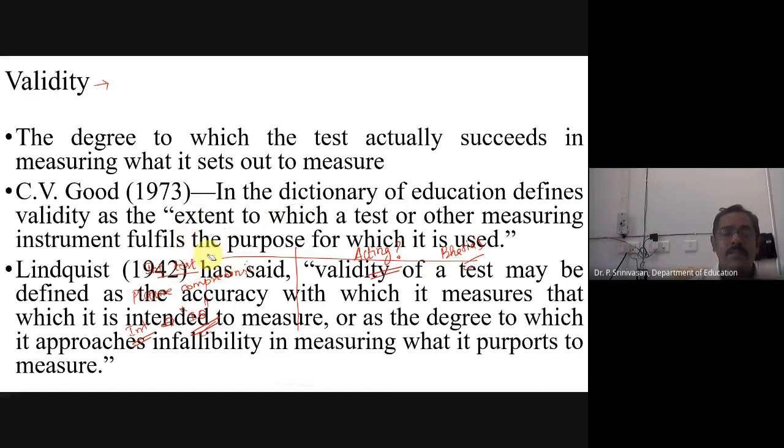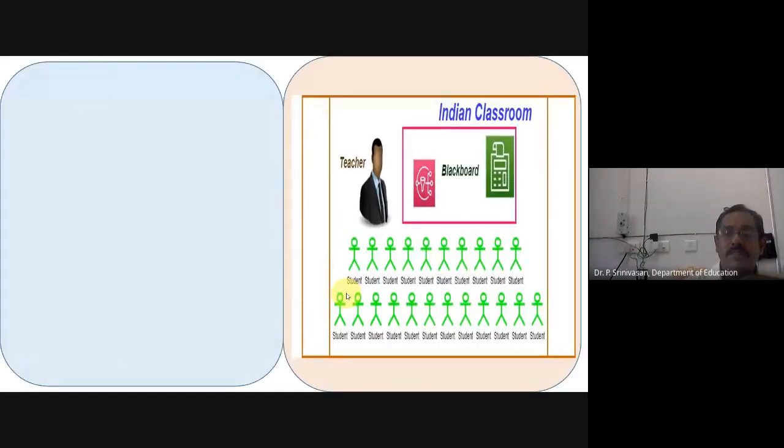So I will read it. Validity of a test may be defined as the accuracy with which it measures that which it is intended to measure, or the degree to which it approaches infallibility in measuring what it purports to measure. The same meaning. Again, I'll give a few more examples to understand. So we are going for examples.